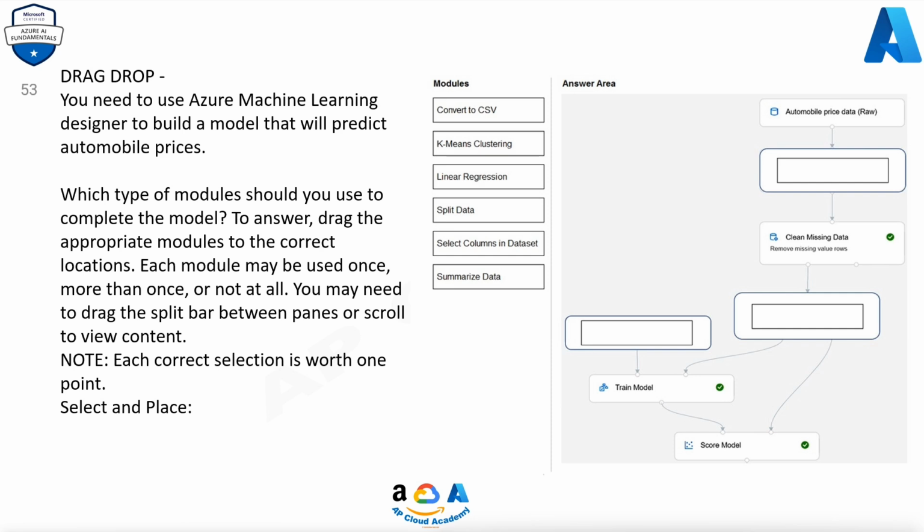Select and place. Convert to CSV. K-means clustering. Linear regression. Split data. Select columns in dataset. Summarize data.